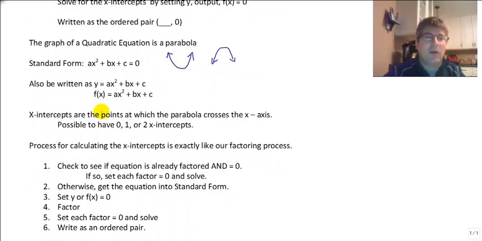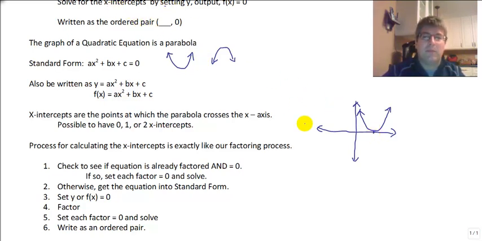And the x-intercepts of these parabolas are, again, the points at which the parabola crosses the x-axis. So with a parabola, it's possible to have 0, 1, or 2 x-intercepts. Now this is assuming that our parabola either opens up or down. So what I mean is if I have my coordinate plane, I could have a parabola with just one x-intercept, where it just hits the x-axis right there, right at what we'll call the vertex.